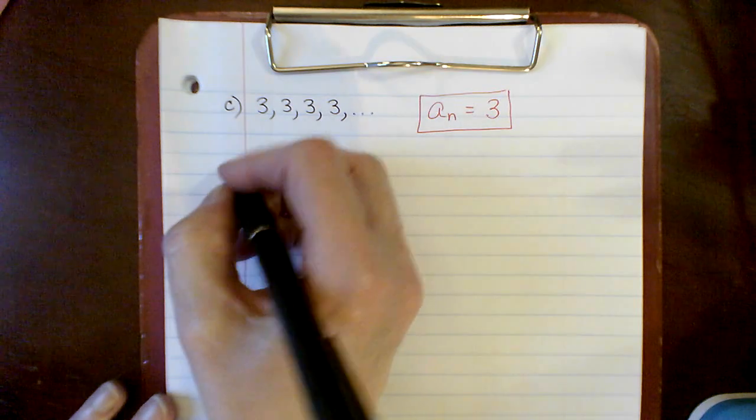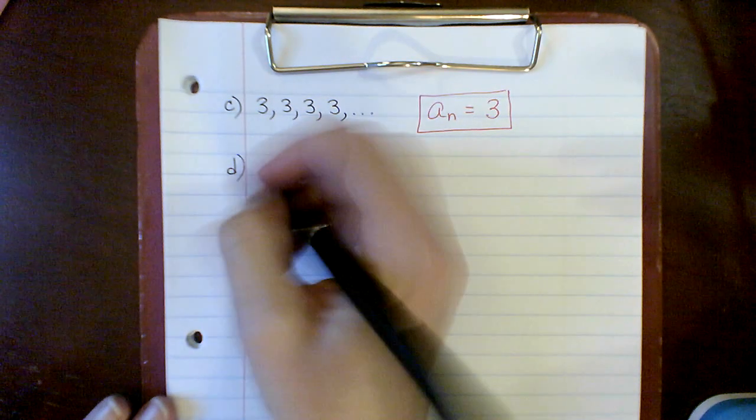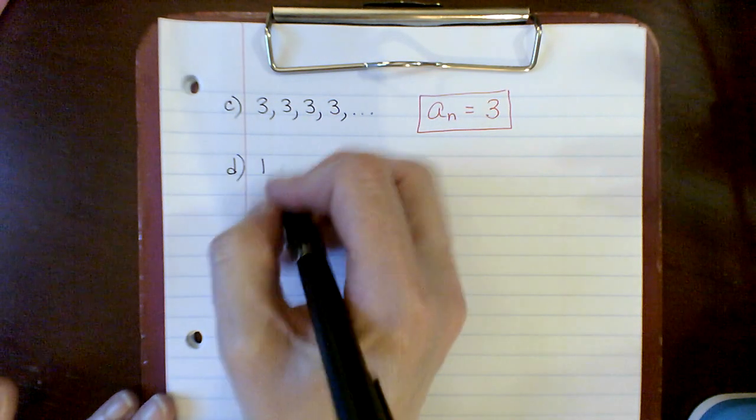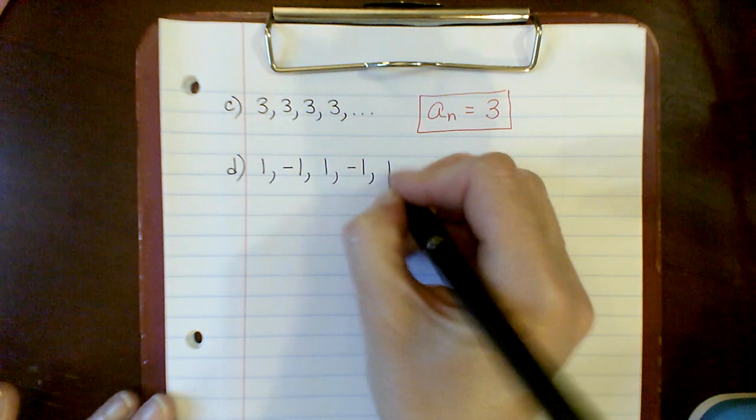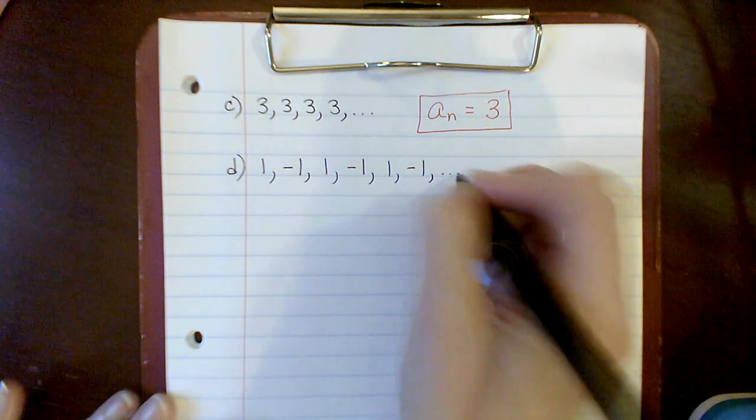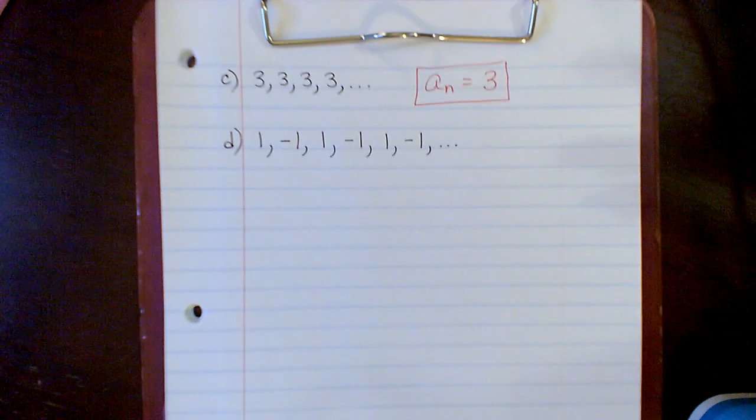This next one is going to be a little different than the others here. So 1, negative 1, 1, negative 1, 1, negative 1. So it's just an alternating sequence of 1's and negative 1's.